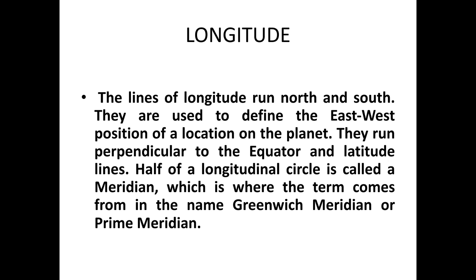Next comes longitude. The longitude, on the other hand, runs from north to south. They are used to define the east-west position of a location on the planet. They run perpendicular to the equator and latitude lines. Half of a longitudinal circle is called a meridian, which is where the term comes from in the name Greenwich meridian or prime meridian, which is considered to be the 0-degree longitude. Just as the equator is the 0-degree latitude, the prime meridian is the 0-degree longitude.